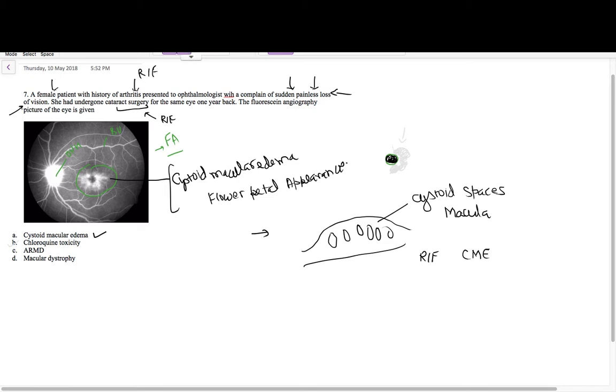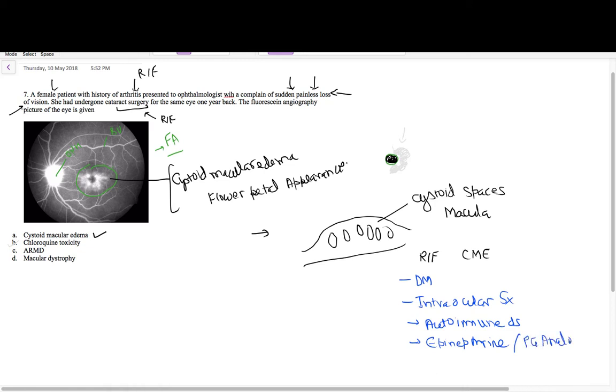The important risk factors to remember are diabetes, intraocular surgery, as you can see, autoimmune diseases, then use of epinephrine, sometimes the PG analogs that we use in our glaucoma subspecialty can also cause cystoid macular edema, uveitis, retinitis pigmentosa, and vein occlusions like BRVO and CRVO. So these are the important risk factors for macular edema.